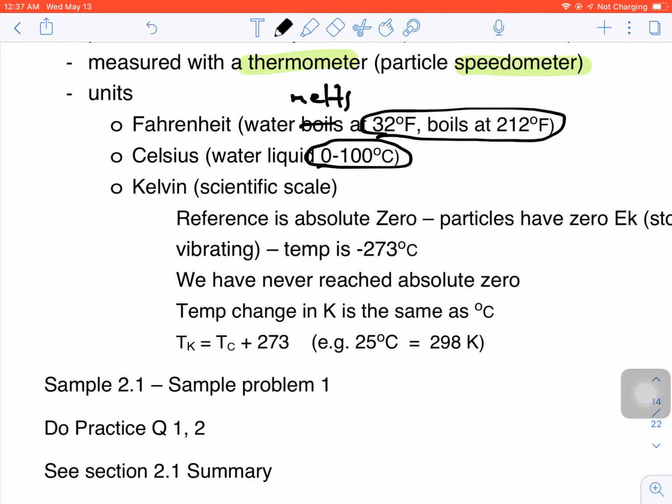I don't really understand Fahrenheit that well because I'm just not used to using Fahrenheit, right? So it's just a different scale.